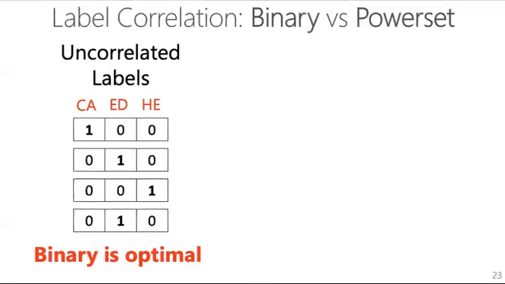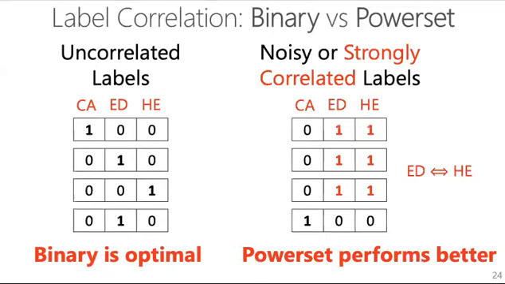Here we present data samples with uncorrelated labels, where a given label does not determine the other. The binary classification is optimal when we can release each label independently. We formally prove this optimality. And then, in the case of noisy or strongly correlated labels, the Powerset method performs better.